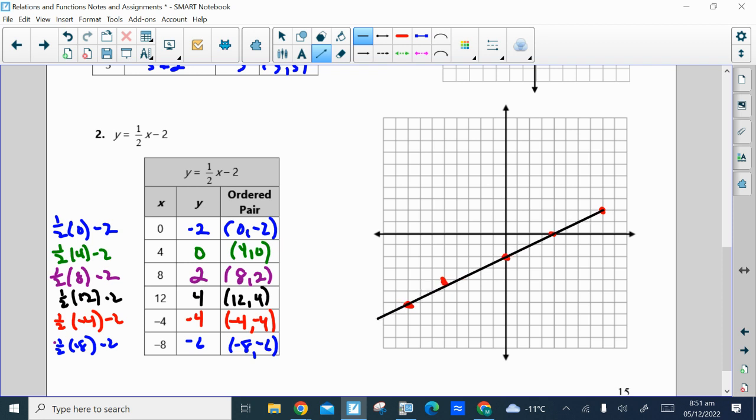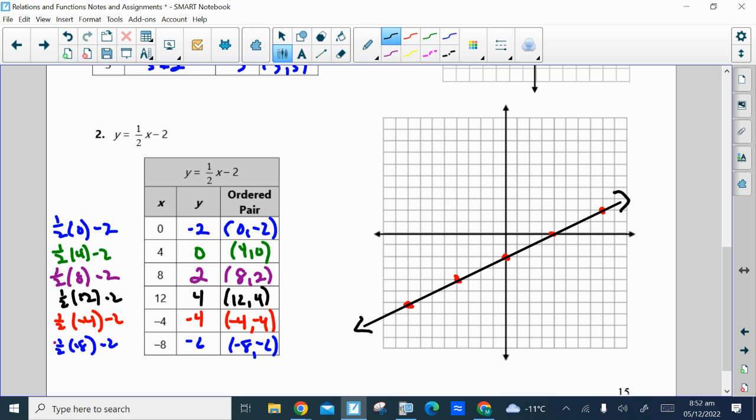And actually, I'm off on that one point. Let me just check. I think that's the point negative 4, negative 4. Yeah, I graphed it wrong. I put it at negative 5, negative 4. It should have been right there. Right, so we put arrows on the ends of our line to show that the pattern continues forever in both directions.